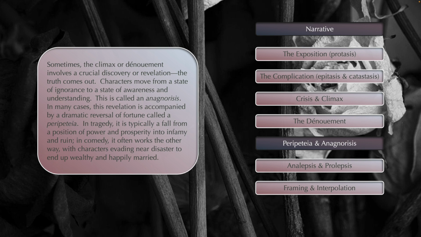In tragedy, the peripeteia could be a fall from a position of power and prosperity into infamy and ruin, for example. In comedy, it works the other way, with characters sort of on the verge of catastrophe. They evade disaster and then wind up wealthy and oftentimes happily married.